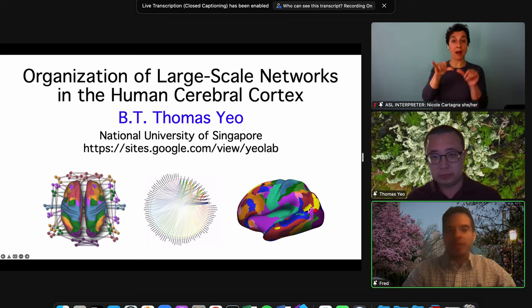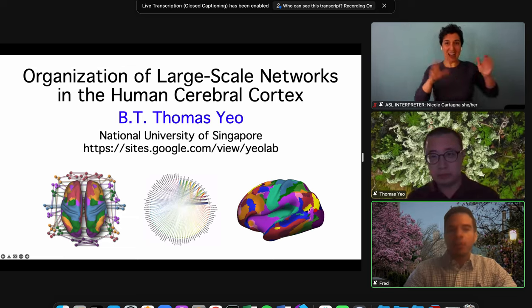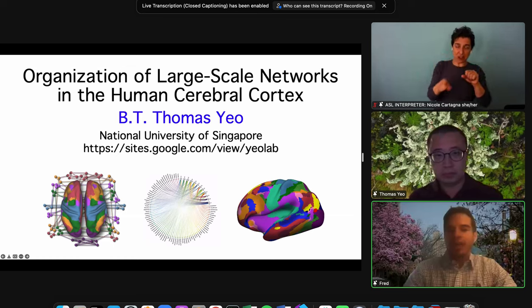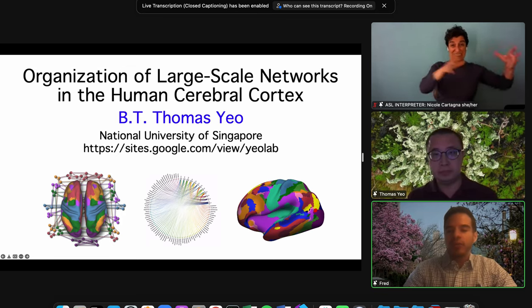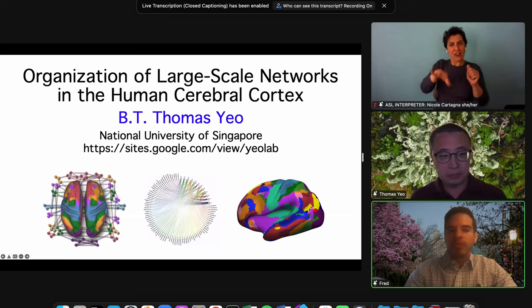Thomas now develops machine learning algorithms to generate scientific discoveries from large-scale datasets comprising thousands of subjects with brain imaging such as MRI, behavioral, genetic, and other physiological measures. By exploring large multimodal datasets, he seeks to discover fundamental principles of brain network organization, how brain networks are organized to support cognition, and how brain networks are disrupted in mental disorders.